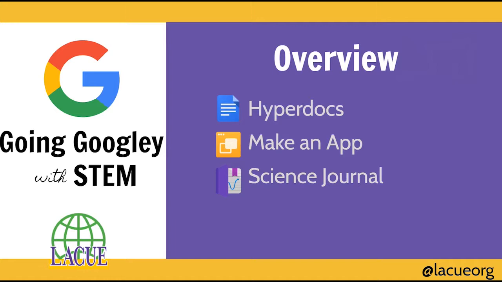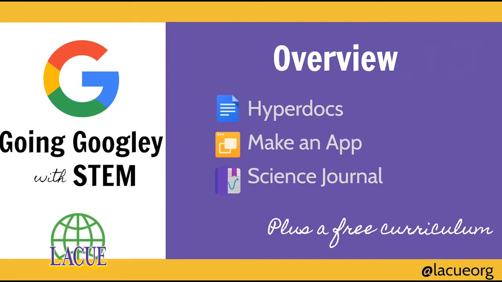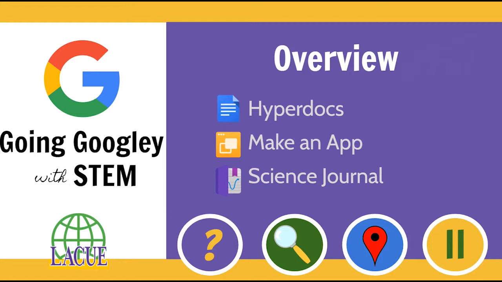Here is an overview. We're going to take a look at HyperDocs, making an app, and the Science Journal. And then at the end, no, I could not narrow it down all the way to just 3. I have to share with you a free curriculum. Each one of these sections will have a kind of, what is it? How can I use it? Where can I get information? And then we're going to pause. And during the pause, you'll have something to think about and you can go back and apply what we've covered.